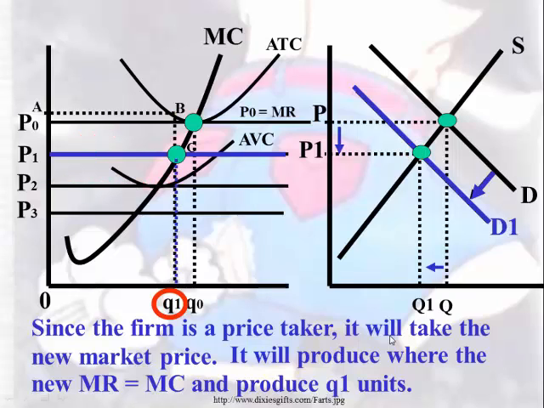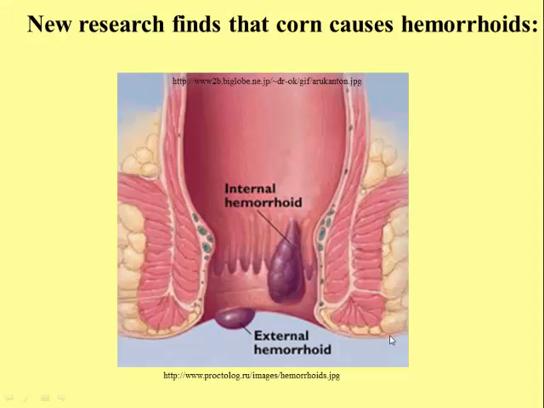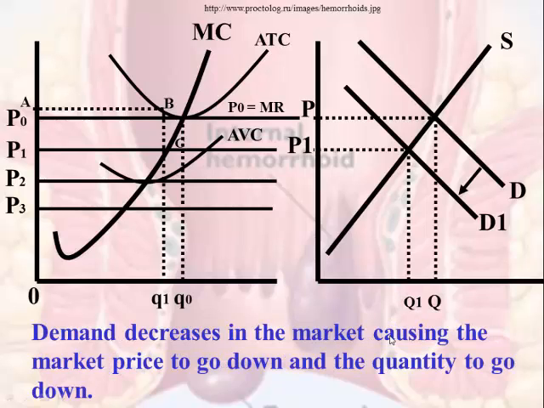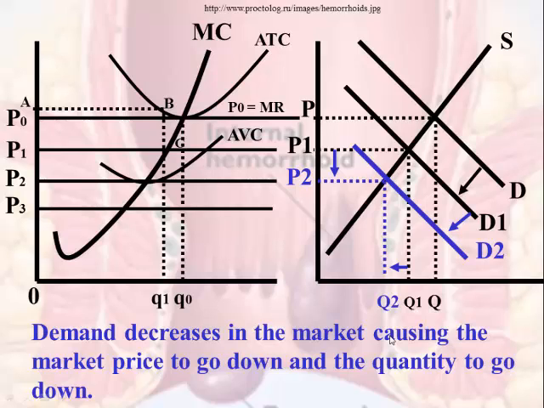As you can tell by this line, something bad is going to happen in the market. New research finds that corn causes hemorrhoids. Now corn causes farts and it causes hemorrhoids. What do you think is going to happen to the market or the industry for corn? Demand is going to decrease. As demand decreases, this drives the industry price down and the industry quantity down.